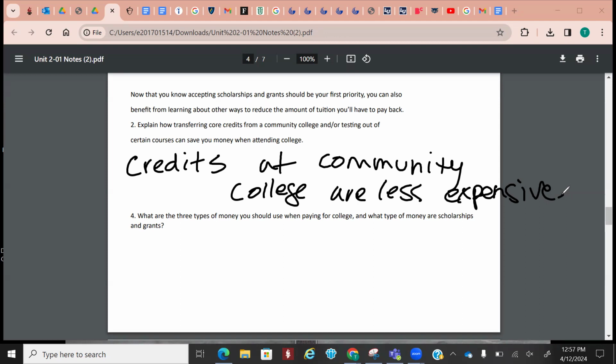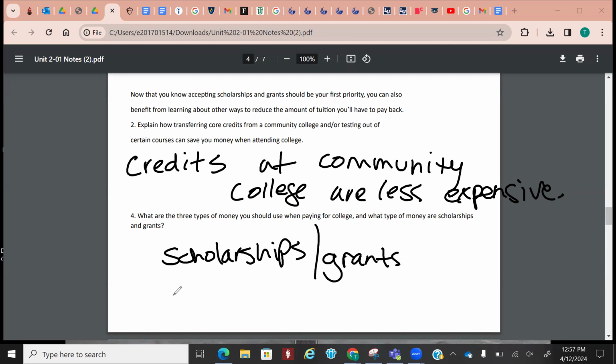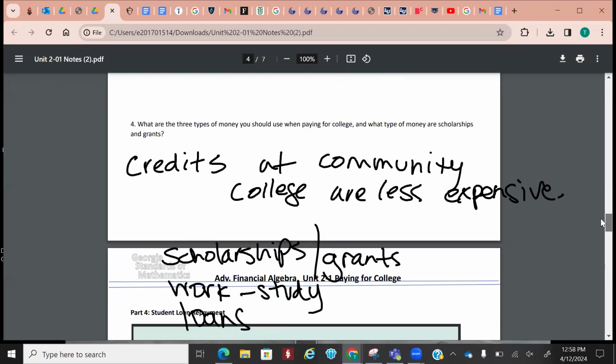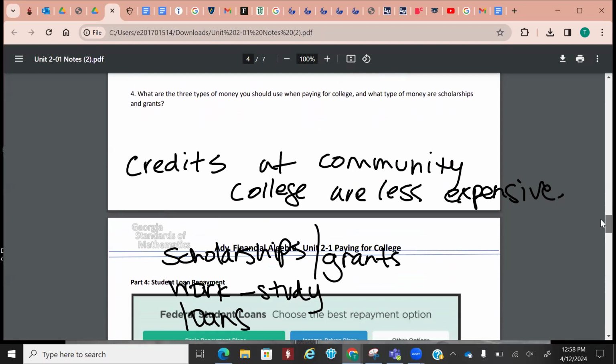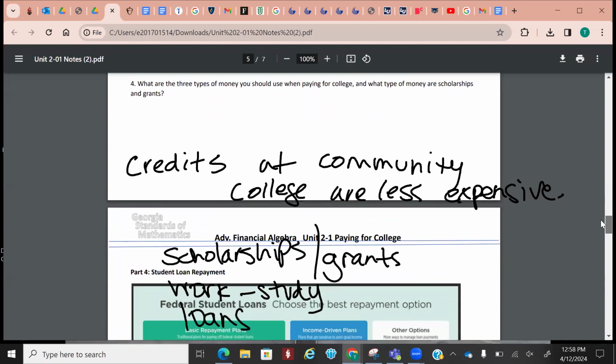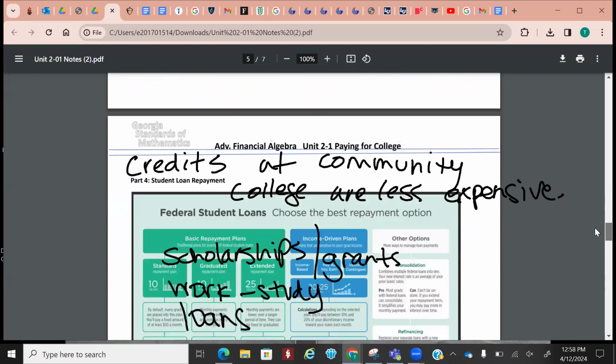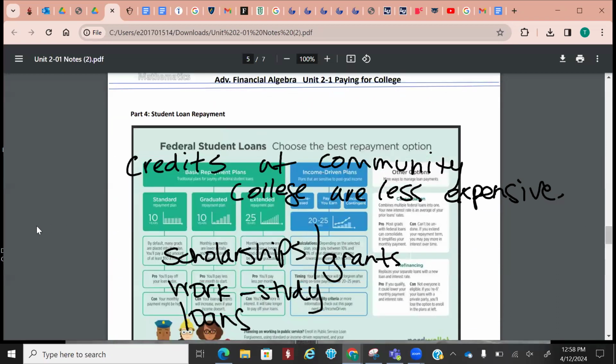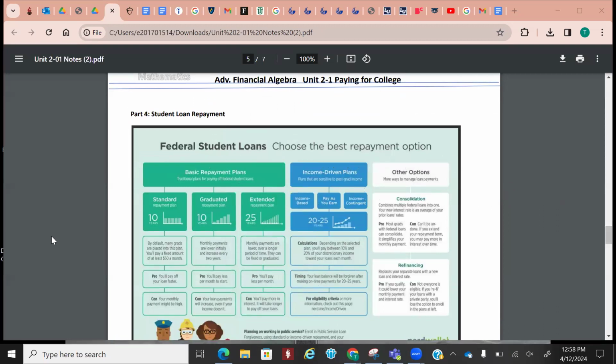What are 3 types of money you should use when paying for college, and what types of money are scholarships and grants? So scholarships and grants are the monies that you want to use. You could also do work study and then loans. Work study is where the school pays you to actually work, and sometimes you can also do things for the school and they'll drop your tuition. It just depends on your major and that kind of stuff. That gets a little tricky if you don't know what you're doing.